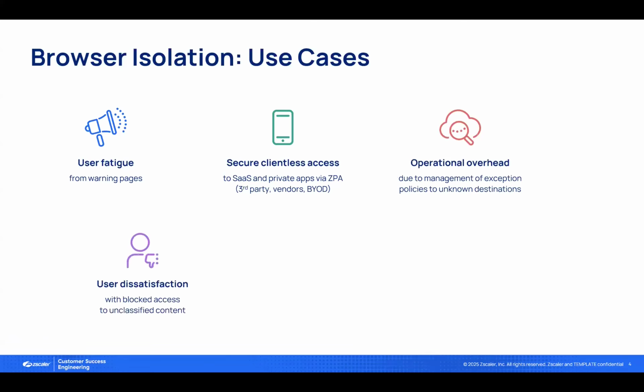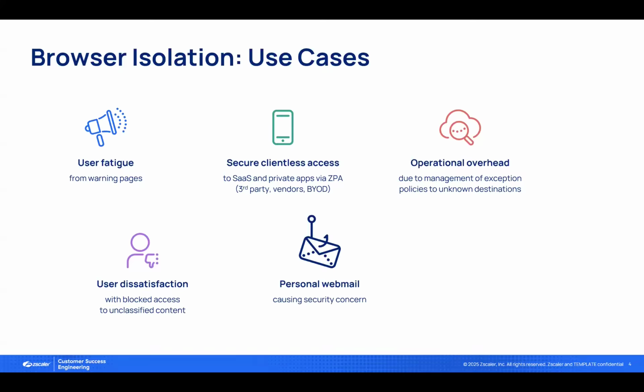The next two use cases tend to come in a pair. If you have a secure URL policy, you may find that you blocked many destinations that are malicious or potentially malicious. This can lead to two complications. One of them is user dissatisfaction with blocked access to unclassified content, and the other is operational overhead and admin fatigue due to the management of exceptions for policies to unknown destinations. Browser isolation can help by allowing you to set in place a blanket isolation policy based on risk score to redirect potentially malicious or risky destinations to a browser isolation session, rather than blocking them outright and having to create exceptions to allow users to access them.